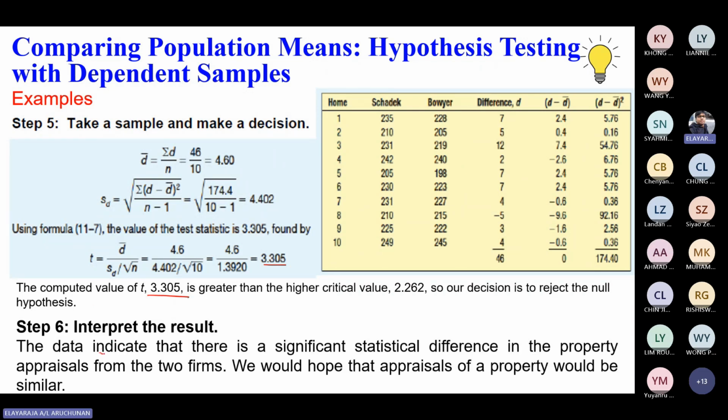The data indicate that there is a significant statistical difference in the property appraisals from the two firms. So when you consider the two firms, Skedek and Bowyer, you can see that there is a significant appraisal difference based on the properties they evaluate. Okay, all right.